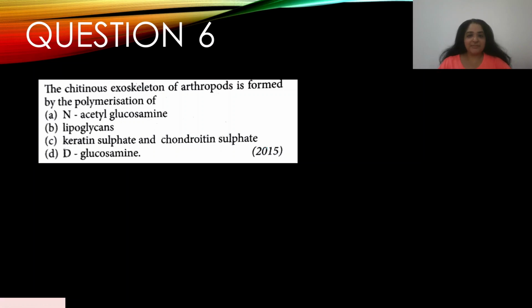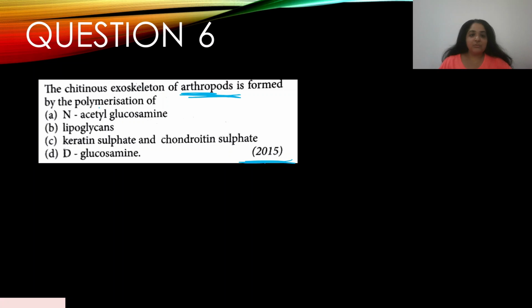All right, so question number 6. The chitinous exoskeleton of arthropods is formed by the polymerization of, and this appeared in 2015. We already discussed cockroaches and the structural organization of animals. They have a chitin exoskeleton, right? So obviously they belong to the phylum arthropods.